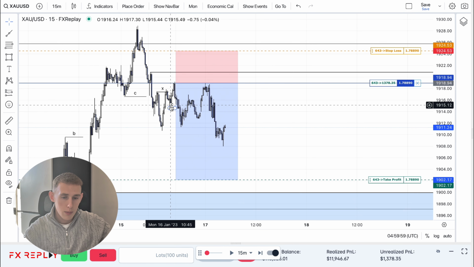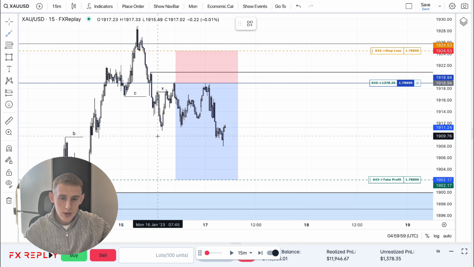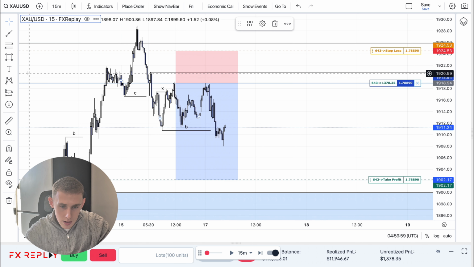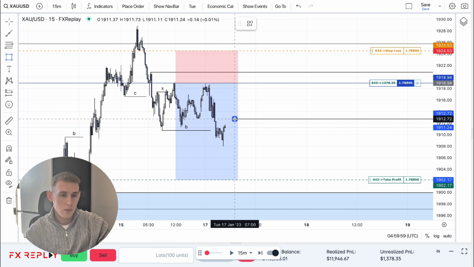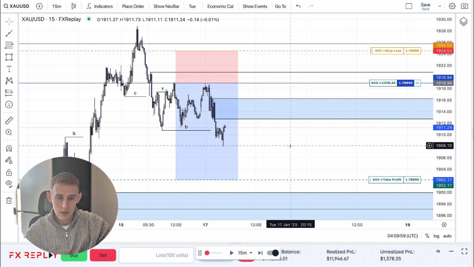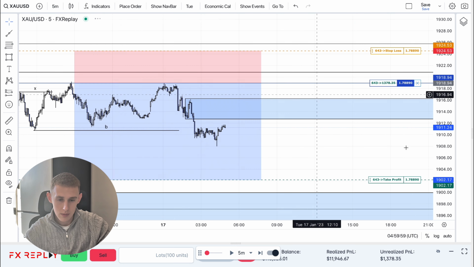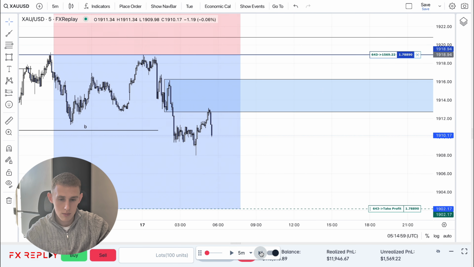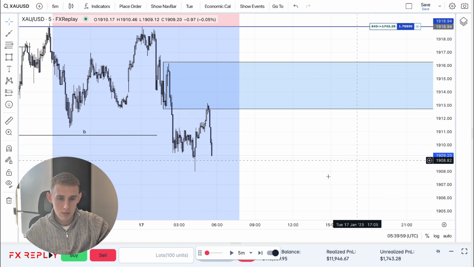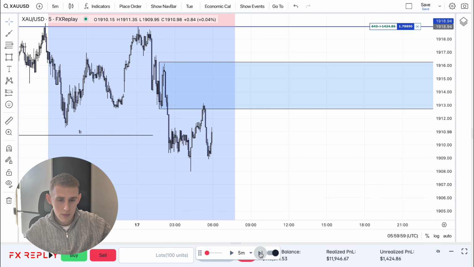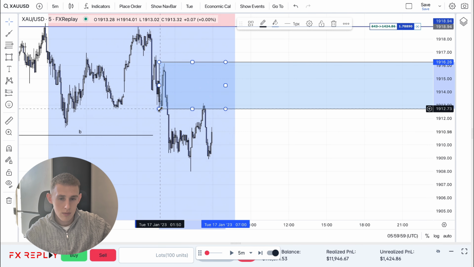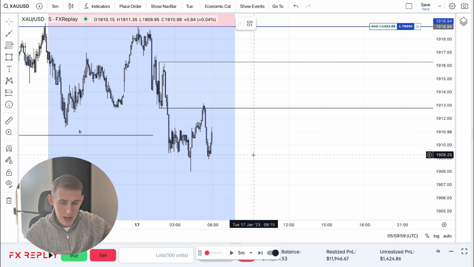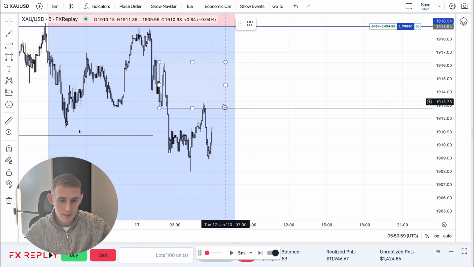We've now had another break of structure. So I'm going to look for a potential second entry from that supply if we see a nice confirmation. Okay, so you've had a reaction from it, but there's not really anything nice to enter from there.